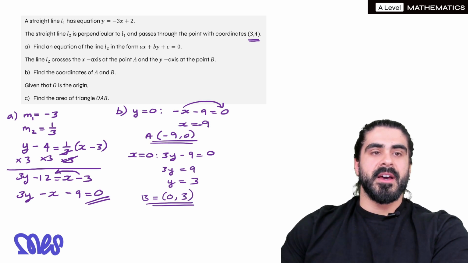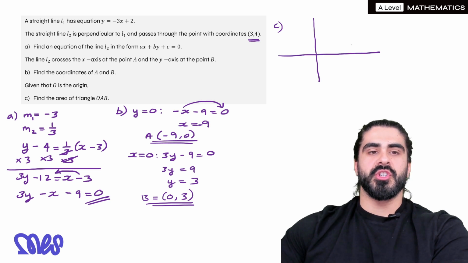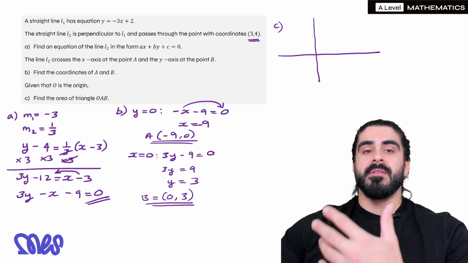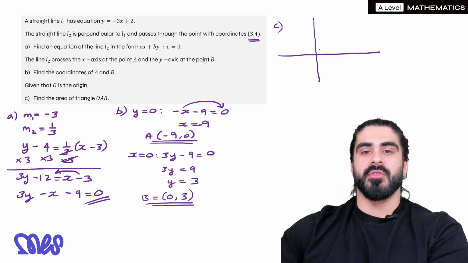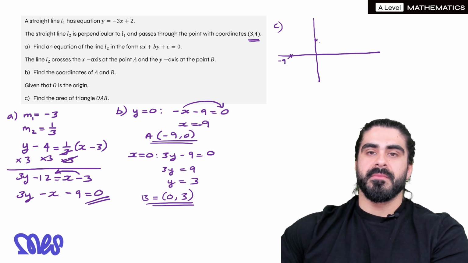Finally, it says, given that O is the origin, find the area of the triangle OAB. So for a situation like this, I always recommend you do a sketch. For any kind of coordinate geometry, it's always useful. This is also a really easy way of sketching lines. You just work out where it crosses the x and y axis. So we have -9, 0, and we have 0, 3. So the line looks something like this.